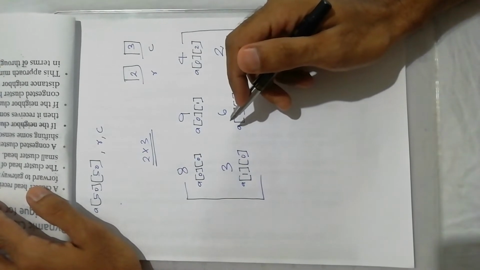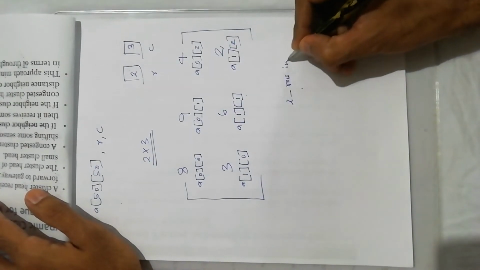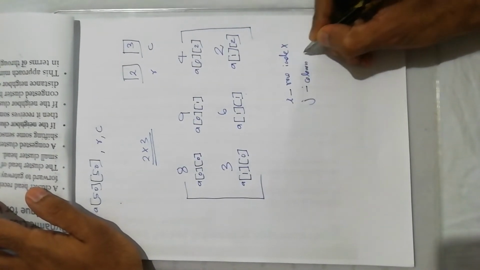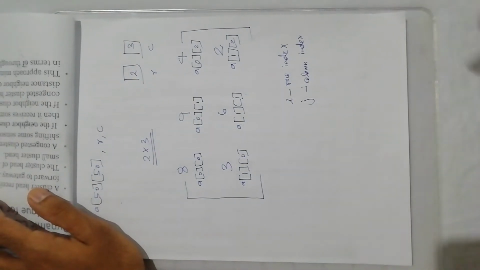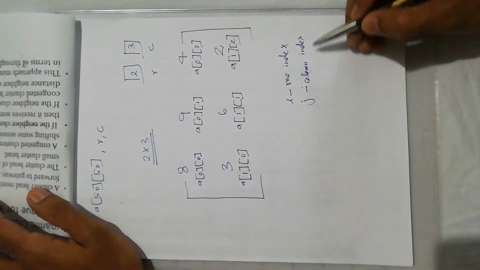So I and J. I is the row index, and J is the column index. Two indices are there. Each element can be represented with the help of two indices. One is I, that is the row index, another is J, that is the column index.